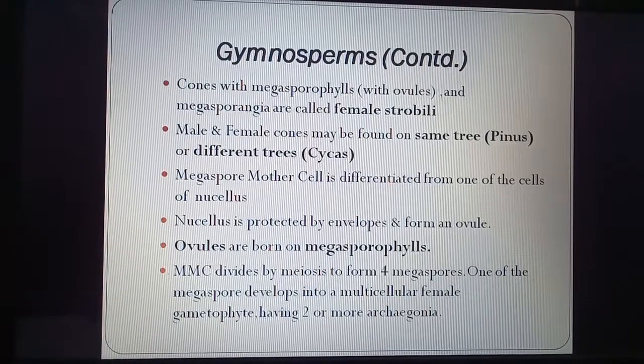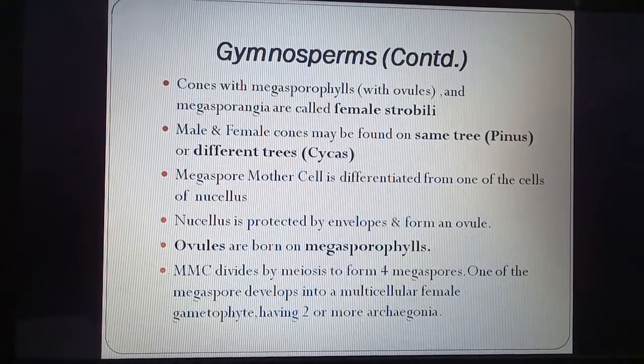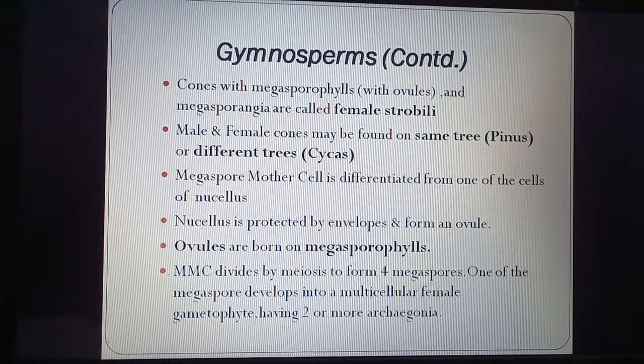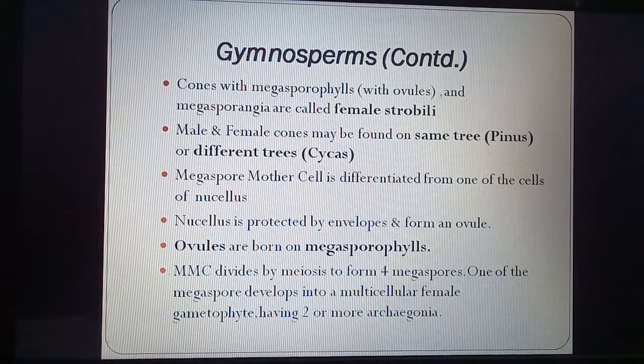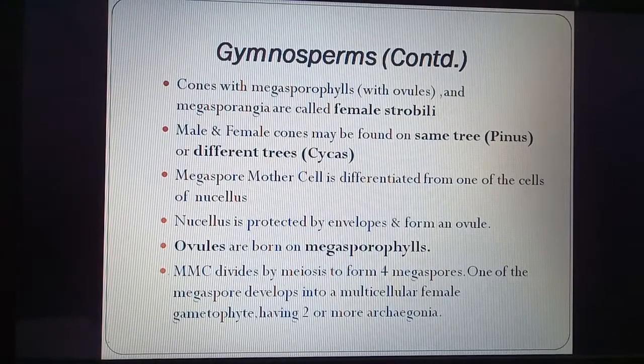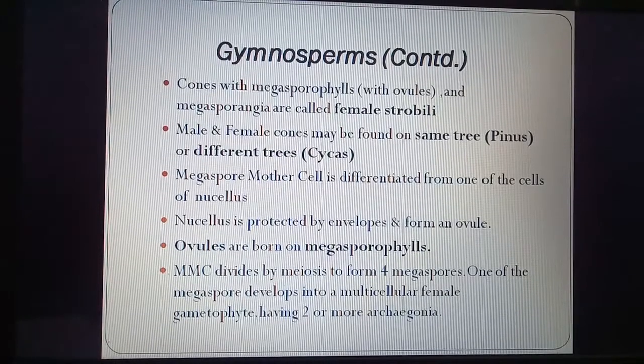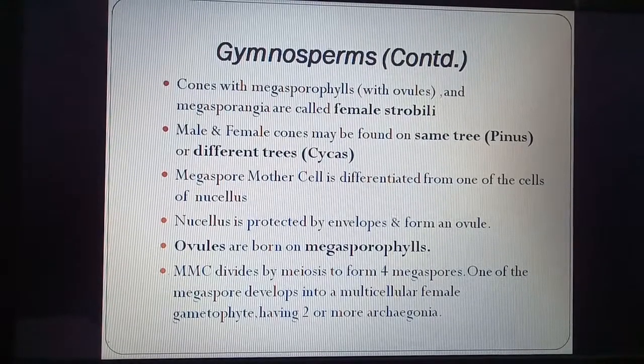The cones with megasporophylls, that is with ovules, and megasporangia, are called female cone or female strobili. The male and female cone may be found on the same tree. So it is possible that both the cones are found on the same tree, example Pinus, or on different trees, example Cycas.